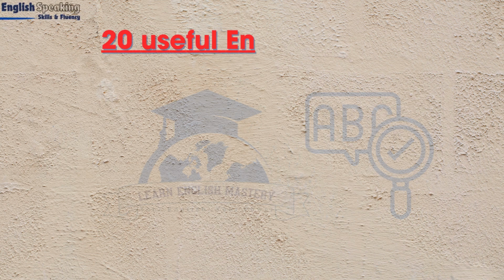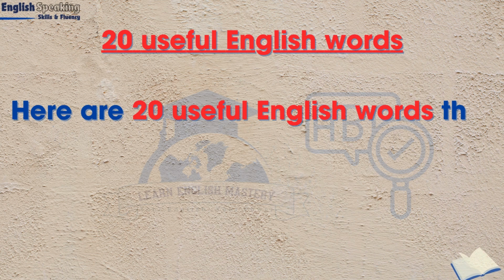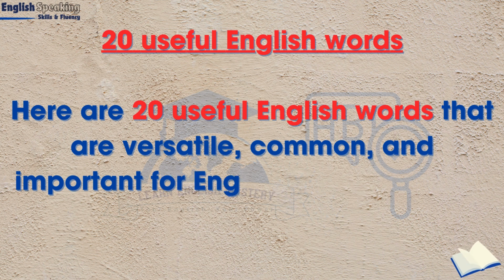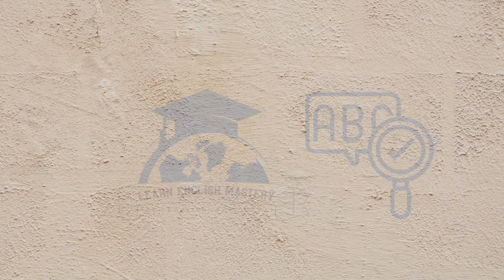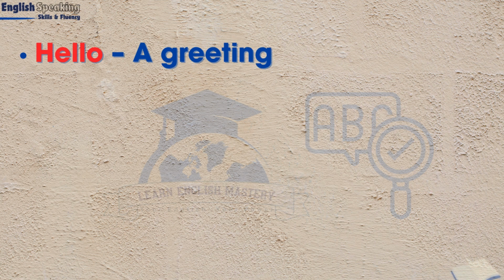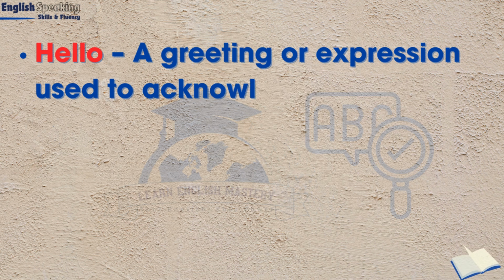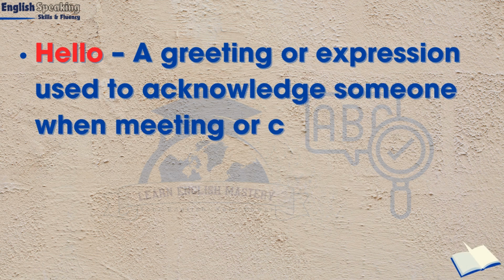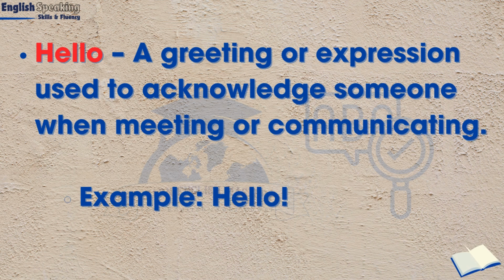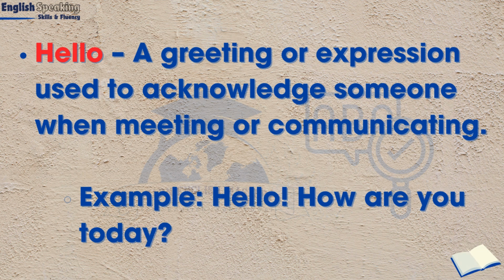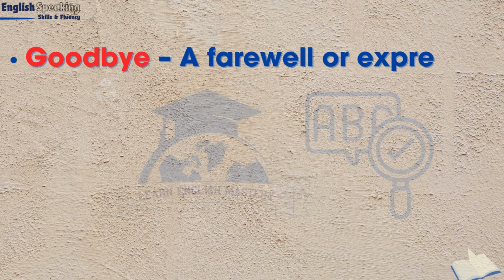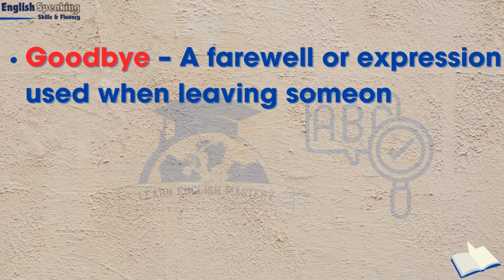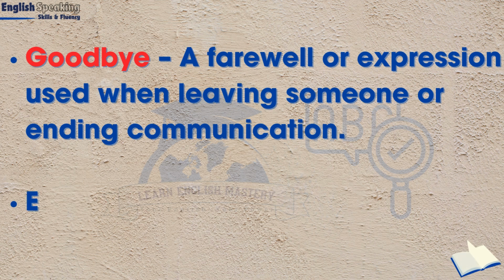Here are 20 useful English words that are versatile, common, and important for English learners, along with their descriptions. Hello, a greeting or expression used to acknowledge someone when meeting or communicating. Example: Hello, how are you today? Goodbye, a farewell or expression used when leaving someone or ending communication.